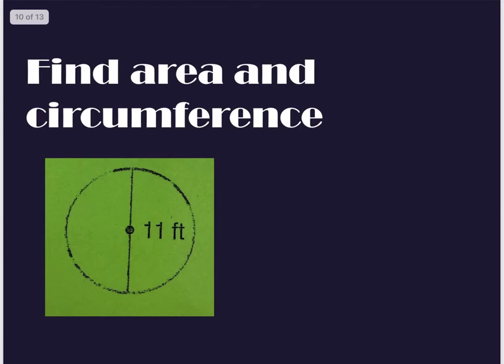Okay, so now let's find this example. And this one's just a little different because now we're not working with radius, they've given us the diameter. So I'm going to go ahead and write that our diameter is 11 feet because it's all the way across the circle. And then our radius here, remember, is going to be halfway across the circle. So we need to take 11 and cut it in half. 11 divided by 2 is 5.5. So that would be our radius.